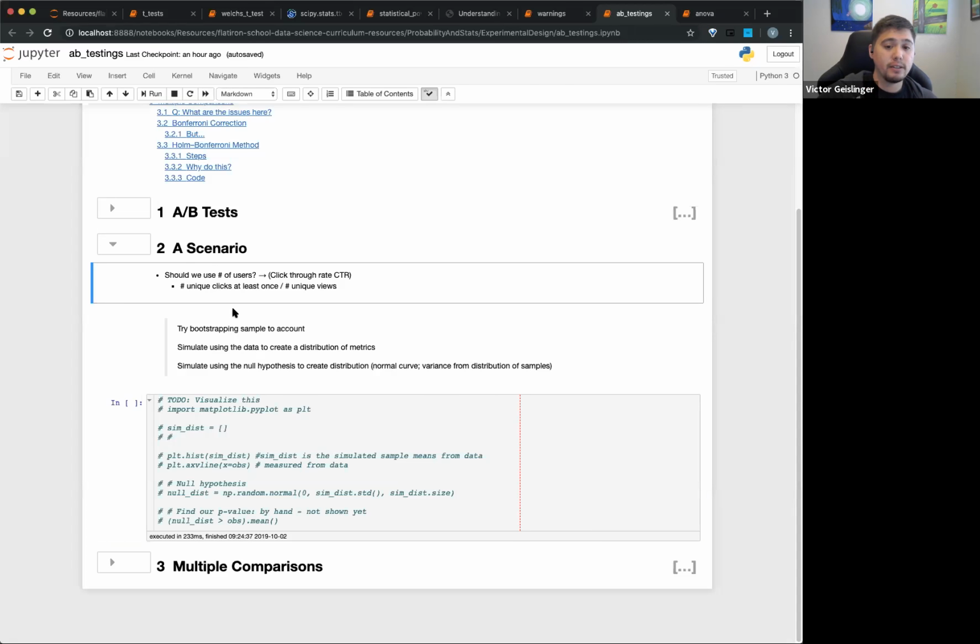Imagine that we have a website, for example, where you want to see how many times the user actually goes through the next process. And maybe you can change the format or the color or something like that. You might have something like a click-through rate, the number of unique clicks at least once per unique views. CTR is pretty typical if you're talking about anything with marketing or computers. Just know that it's the number of unique clicks divided by the number of unique views. So this is one way we can use a metric, right?